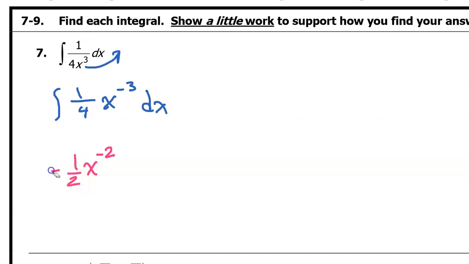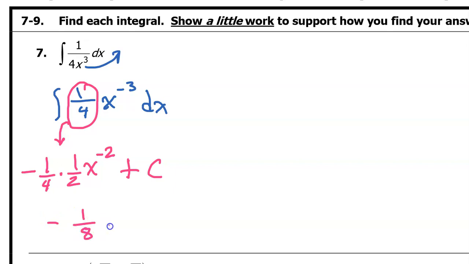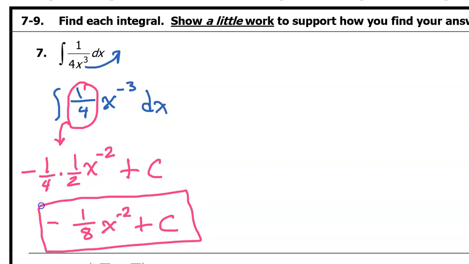I'm actually going to move this negative sign over a little bit to leave room for the 1/4, which is still sitting here. I'm just going to bring that down. So I've got 1/4 times 1/2. Let's add the constant of integration. And the final answer will be -1/8 x to the -2 power plus c. So this is a perfectly acceptable answer for our integral. Another way you could write this would be -1/8 x squared plus c.